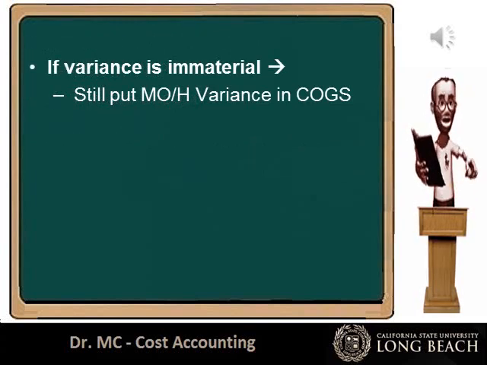The amount of over-applied or under-applied overhead is called the manufacturing overhead variance. If the amount of the variance is immaterial, then the company still places the entire manufacturing overhead variance in cost of goods sold even though some of its units may be unfinished or unsold.